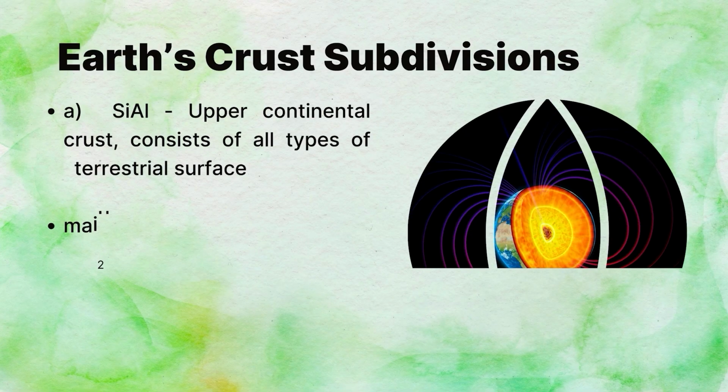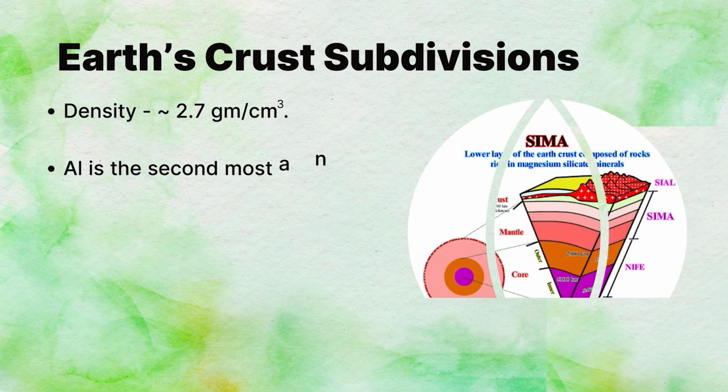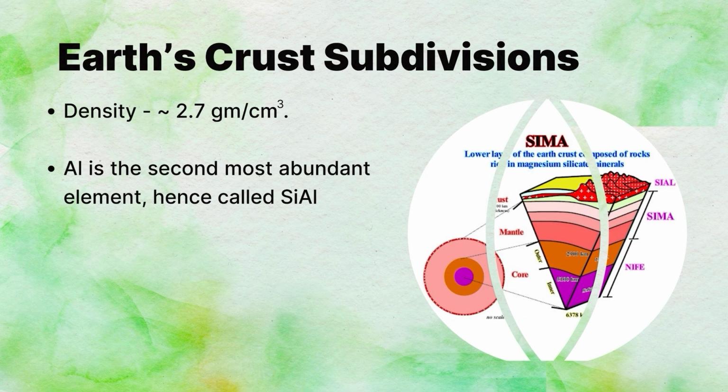Sial, the upper continental crust, consists of all types of terrestrial surface, mainly felsic rocks of granitic and granodiorite composition. Density is 2.7 gram per centimeter cube. Aluminium is the second most abundant element, hence it is called sial.